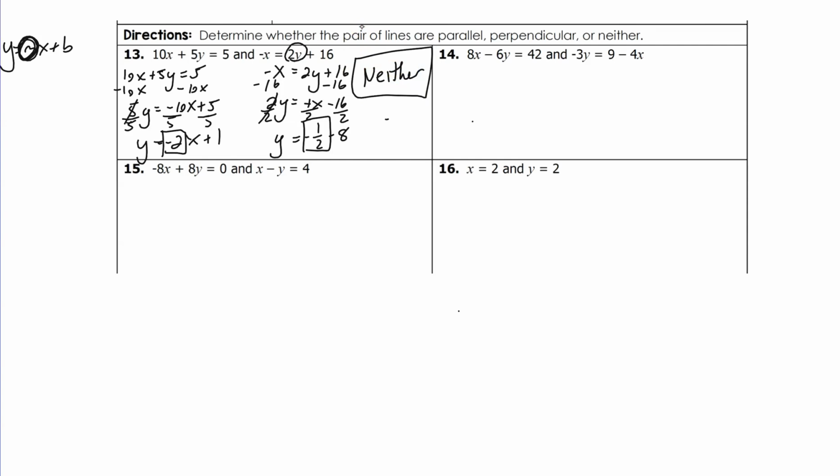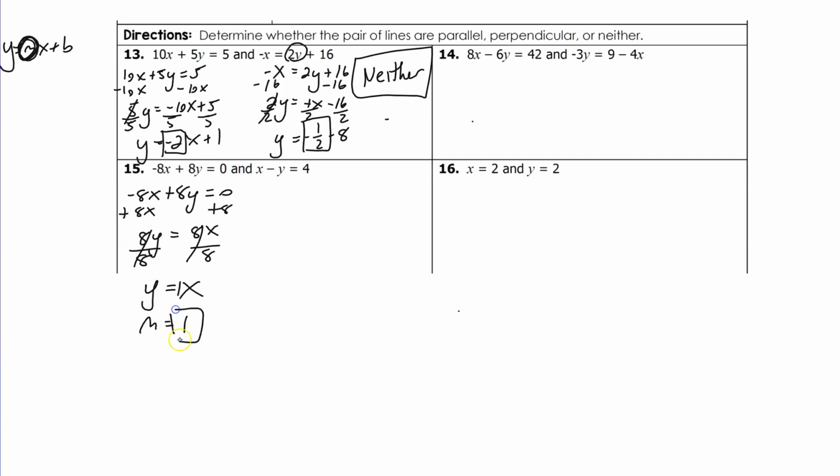Let's go ahead and look at 15. Same deal, negative 8x plus 8y equals 0. We have to get y by itself, so I'm going to add 8x to both sides. 8y equals 8x. See how that 0 just goes away? Now I have to divide by 8. When I divide by 8, that gives me y equals x, because there's a coefficient of 1. So that means there's a 1 here, so the slope in this case is just 1.